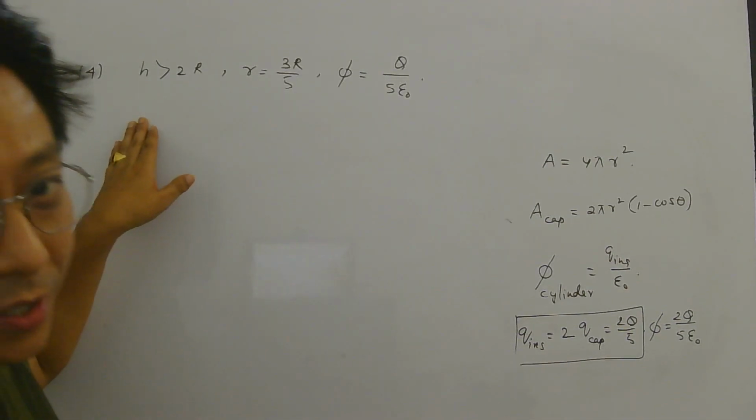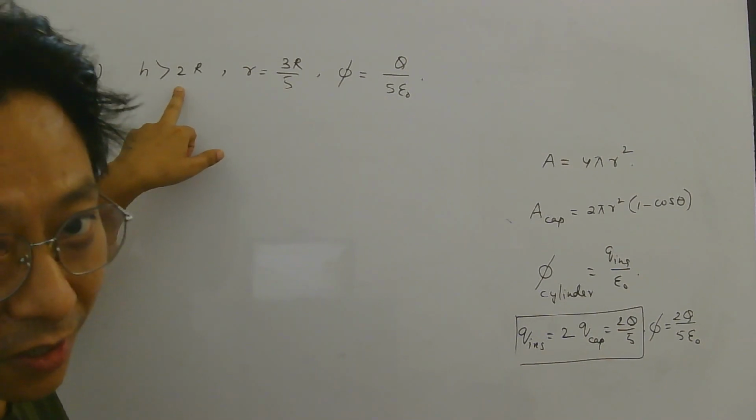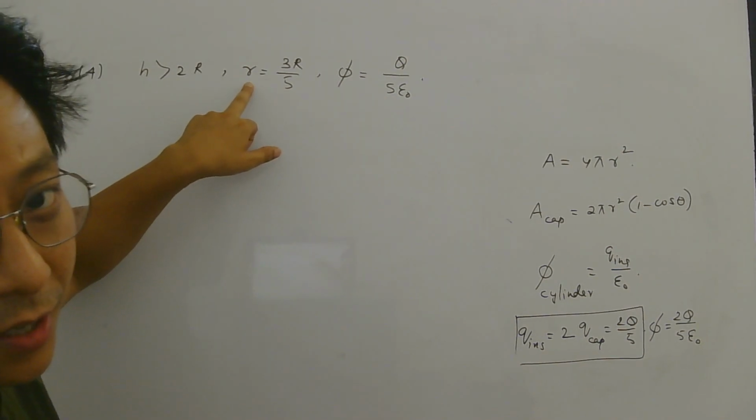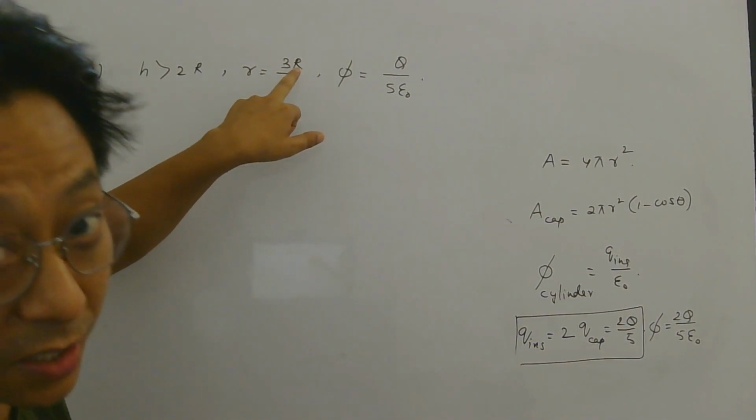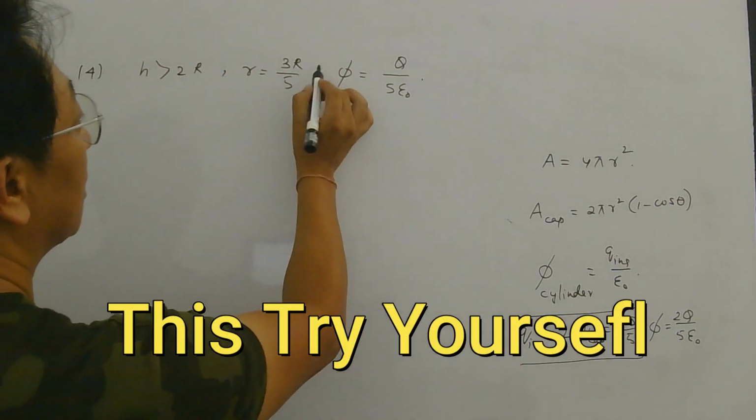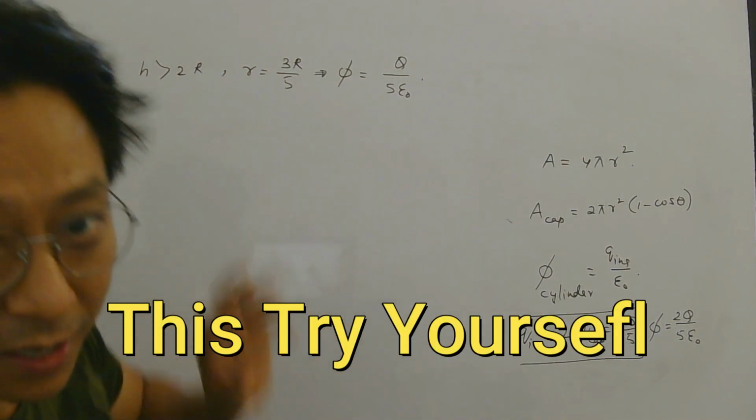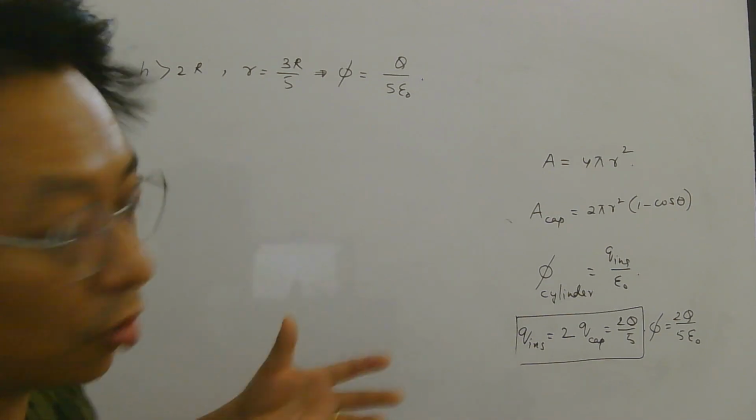Now in the last option, the height of the cylinder is again greater than 2R, but the radius of the cylinder is 3 by 5 times the radius of the sphere. In that case, the flux is given as this much through the cylinder. We need to check whether this is right or wrong.